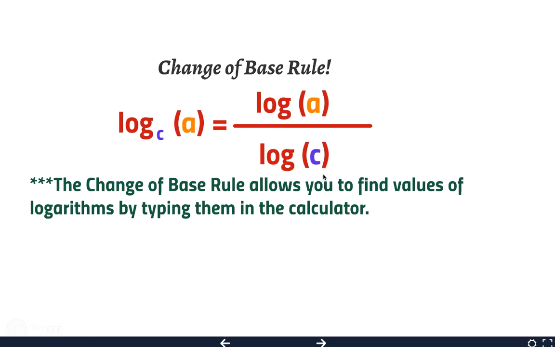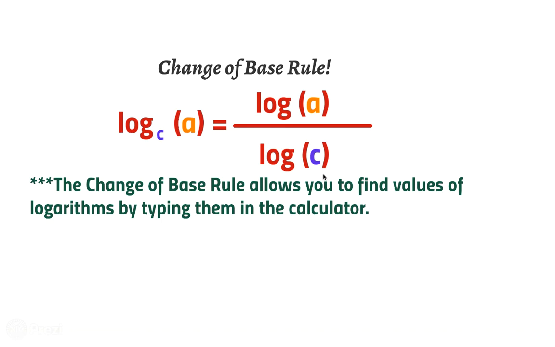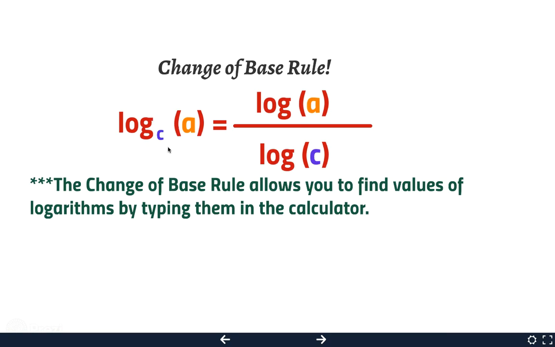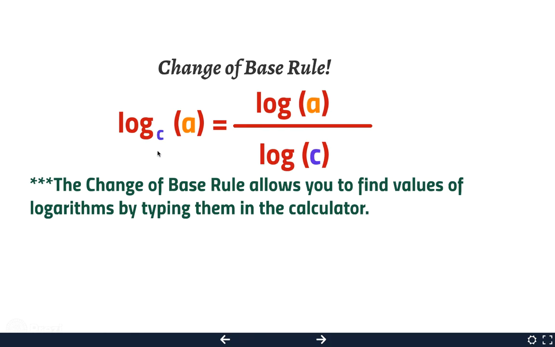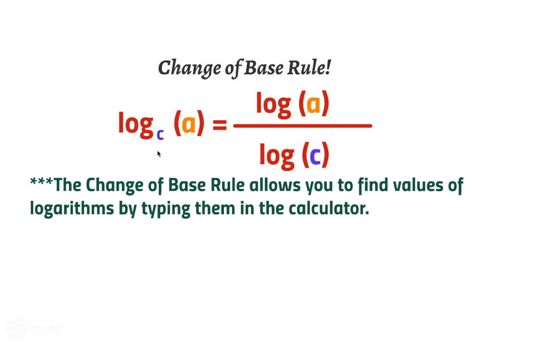You don't have to just change it to base 10. If you ever need to, for some reason, change your log to a different base, you could change this to log base 9 of a divided by log base 9 of c. And then your log would now be in base 9 instead of whatever base c is. So this is just a way for you to change the base.